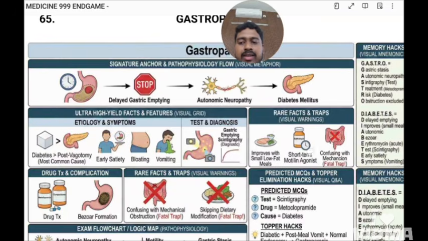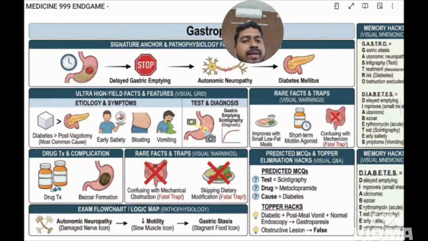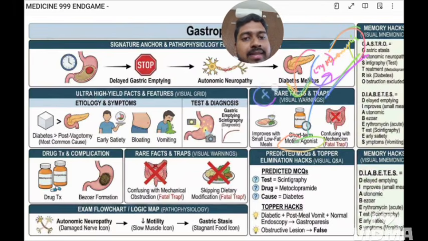Okay. Now next, some rare facts is that gastroparesis improves if small volume meals are taken along with low fat meals. Okay, so that actually improves symptoms of gastroparesis. Short term motilin agonist can be given. Which motilin agonist is used? Motilin agonist is nothing but erythromycin. Yes, this is actually surprising because erythromycin is an antibiotic, but it is also a motilin agonist. So this motilin agonist stimulates gastric emptying.